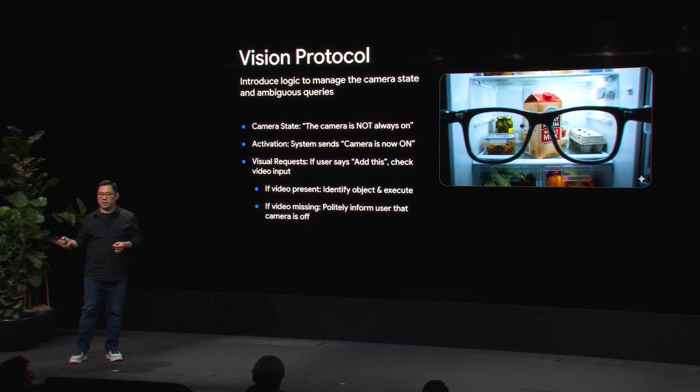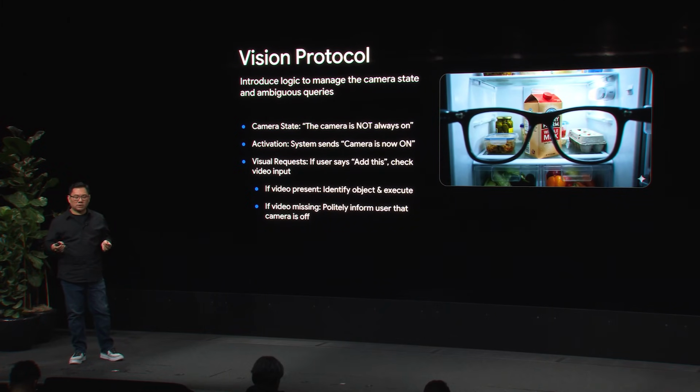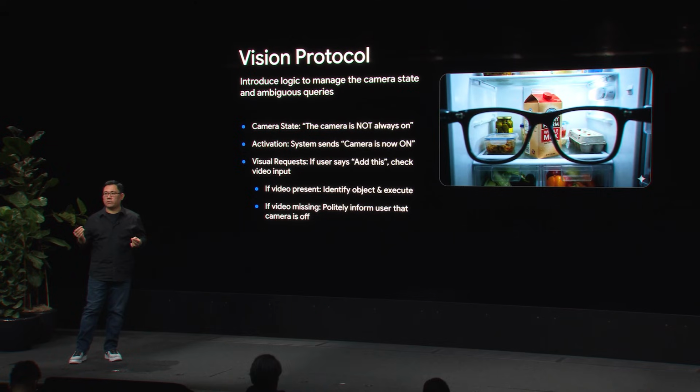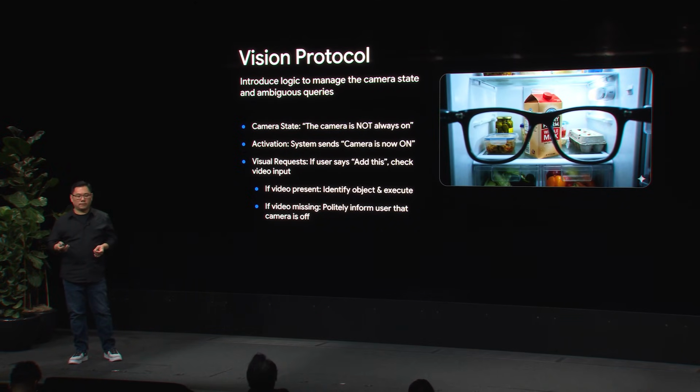We also need to define a vision protocol in our system instructions. Cameras on glasses consume power and can raise privacy concerns, so we can't just leave them on all the time. We instruct our model that the camera is not always on. When the user taps on the camera button in the app, we send a text signal to let the model know that the camera is now on. Now, when the user says, "Add this," the model knows it can look at the video stream to resolve the query. If the video is missing, it knows to ask the user to enable it.